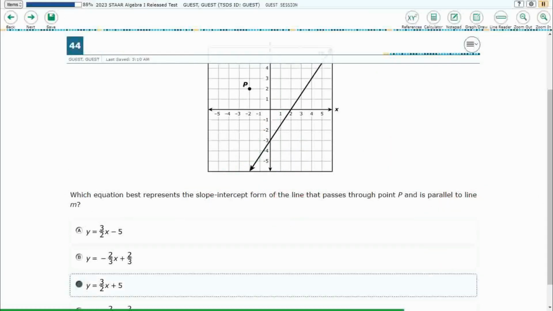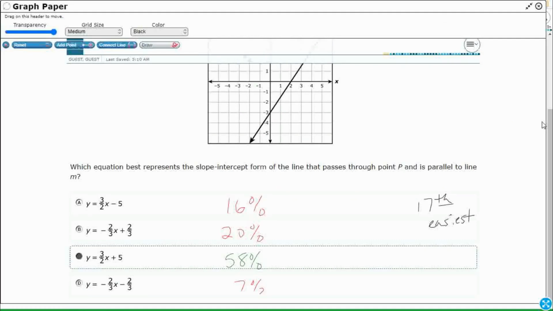And let's see how we did across the state of Texas. So this was the 17th easiest. So it's not super easy, but it's more on the easy side than the hard side of the test. Almost 60% of our students got this correct. Now let's take a look at these two answer selections here, because we know that the test graders don't just put random answers up here.